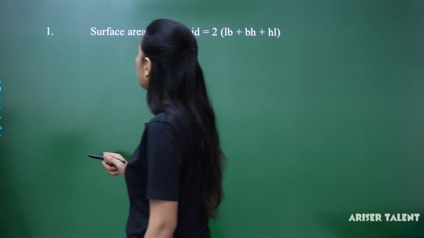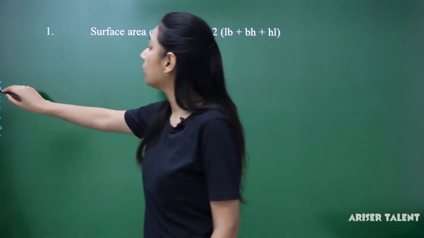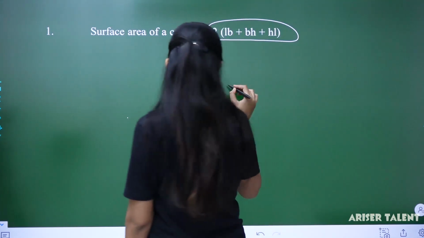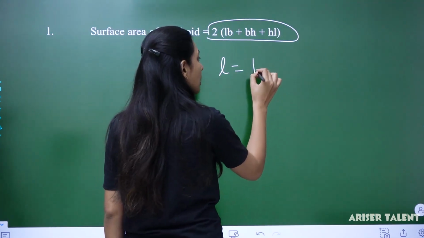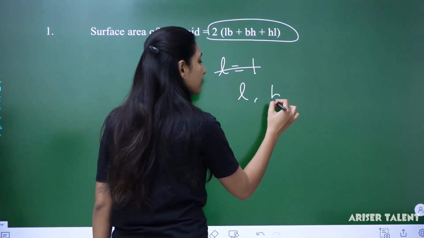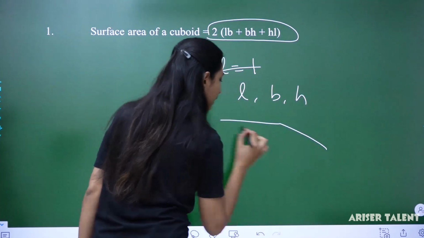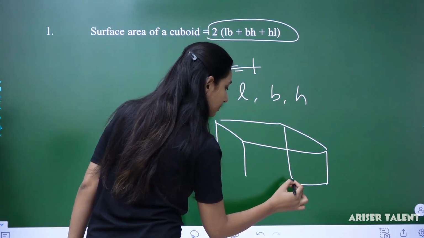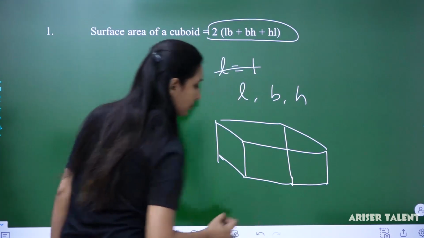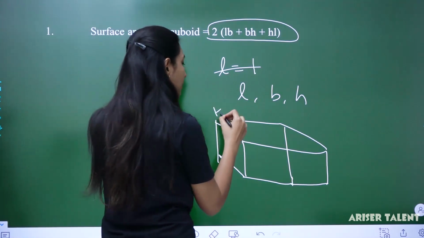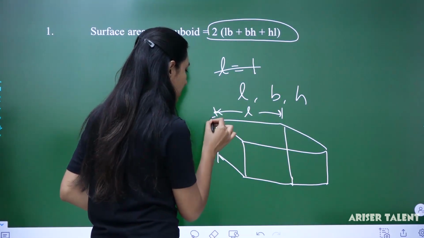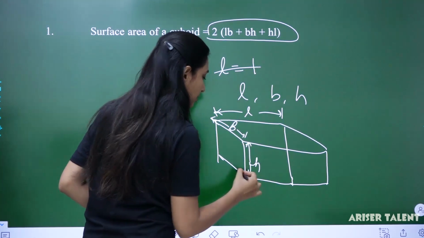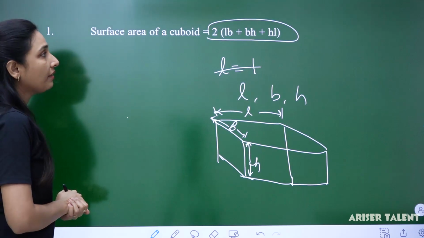First we will talk about the surface area of a cuboid. The surface area of a cuboid is 2(LB + BH + HL). We will be having 3 dimensions: L, B and H, in a cuboid.